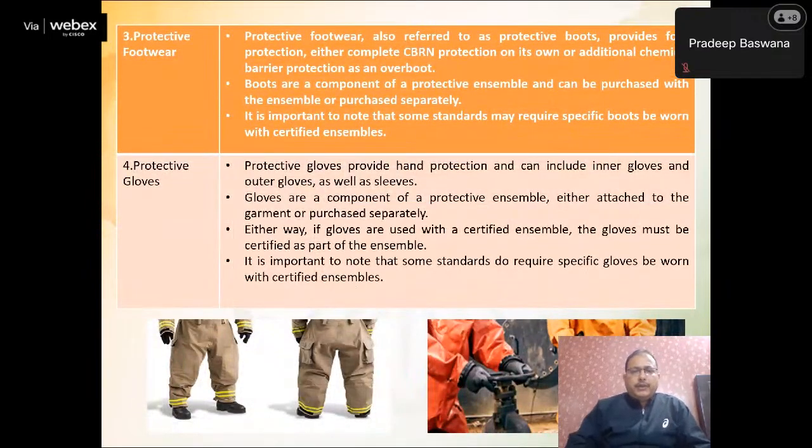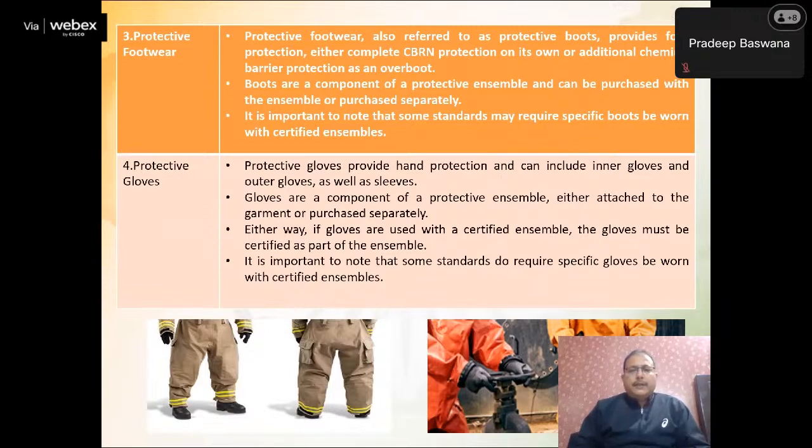Protective footwear, also referred to as protective boots, provides foot protection, either complete severe protection on its own or additional chemical barrier protection as an overboot. Boots are a component of a protective ensemble and can be purchased with the ensemble or purchased separately. It depends on the condition. Are you going to be exposed on the upper body part or the lower body part? It is up to you, wherever you want to go. It is important to note that some standards may require specific boots to be worn in certified ensembles.